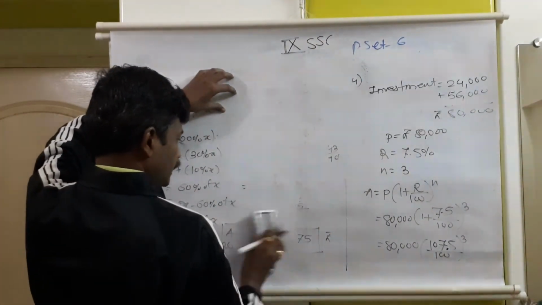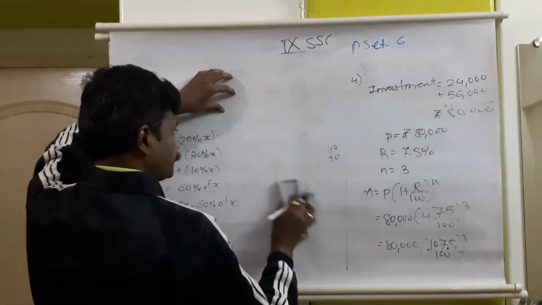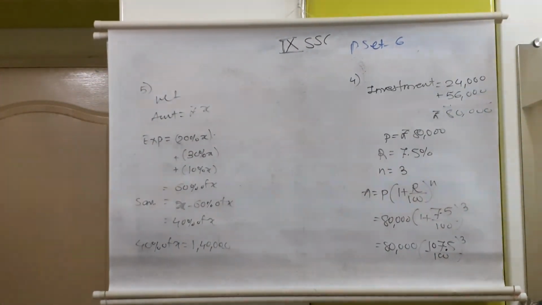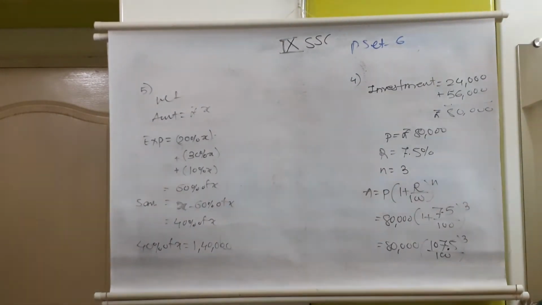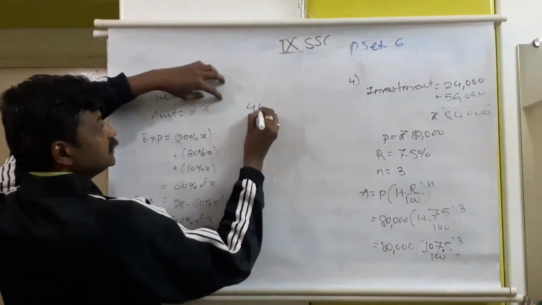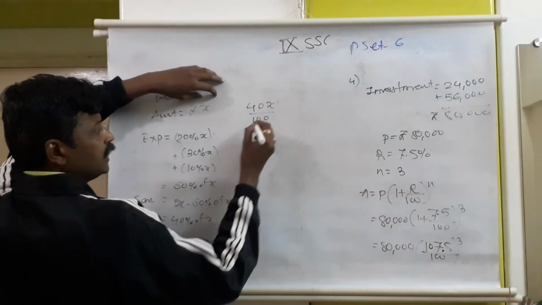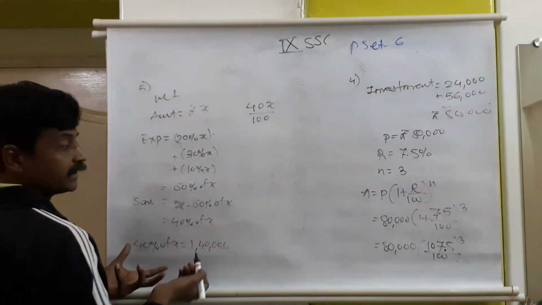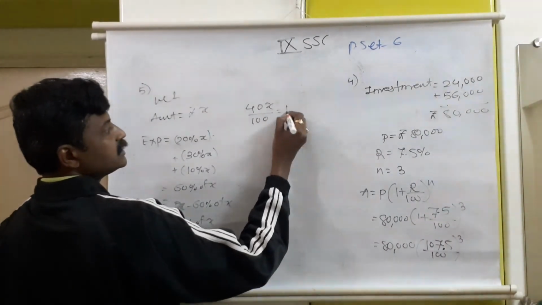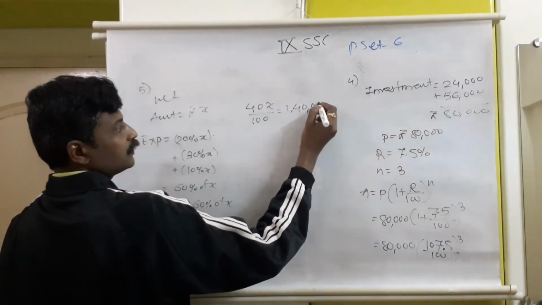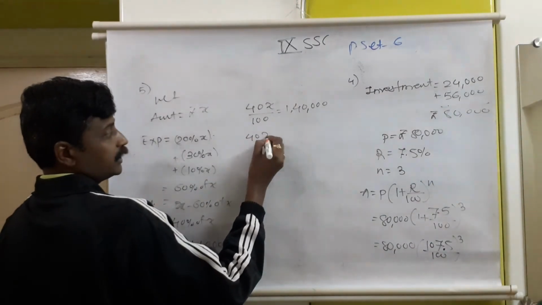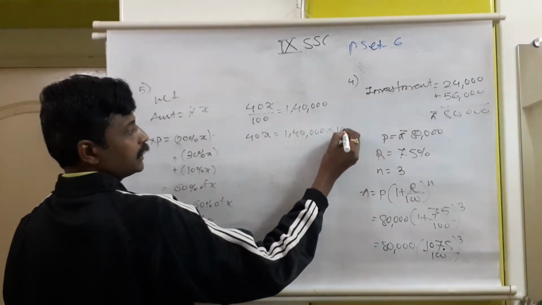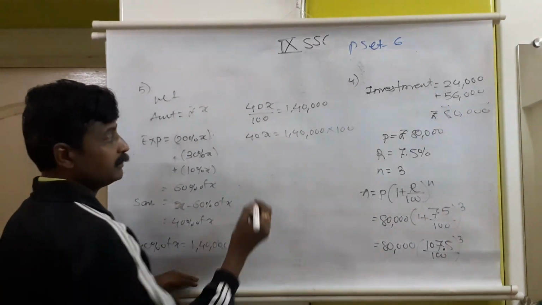Okay, so the calculation can be done in this way. I will just explain you. You are going to write it in proper way and you are going to get the answer. 40% of x, how to write it? 40% of x is 40x upon 100. 40 out of 100, then out of x how much? 40 upon 100 into x. 40x upon 100 is equal to 1,40,000. So 40x will be equal to 140,000 multiplied by 100.